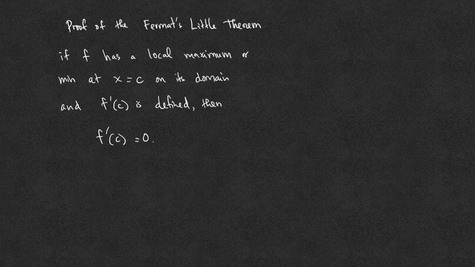To justify any theorem at all, we assume the hypothesis. In this case, the hypotheses are f has a local max or a local min, and f prime of c is defined. We then need to show the conclusion. The conclusion in this case is f prime of c equals 0.